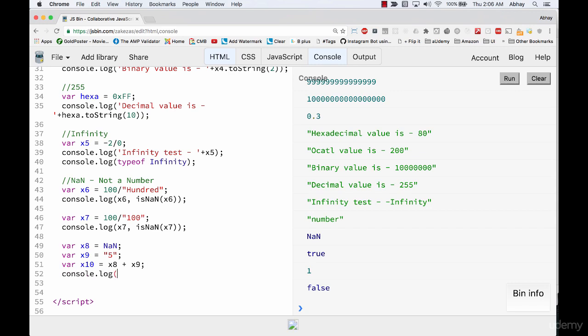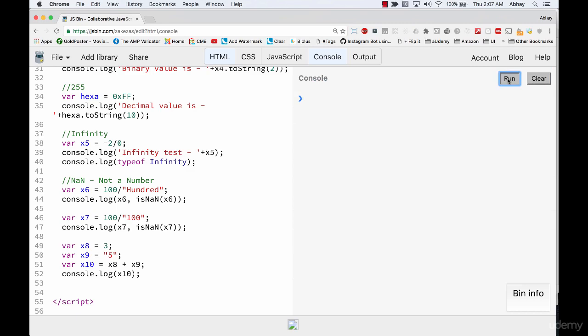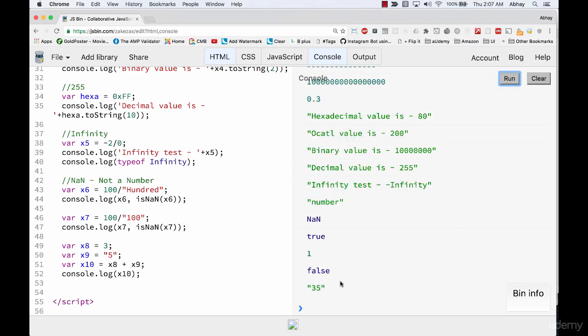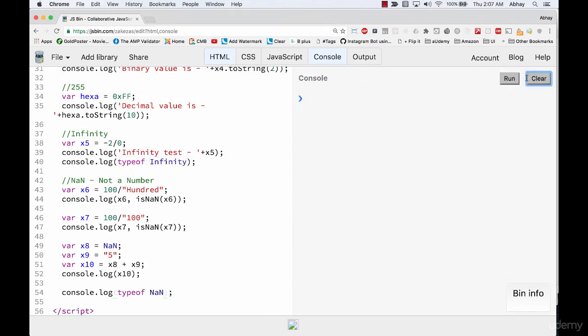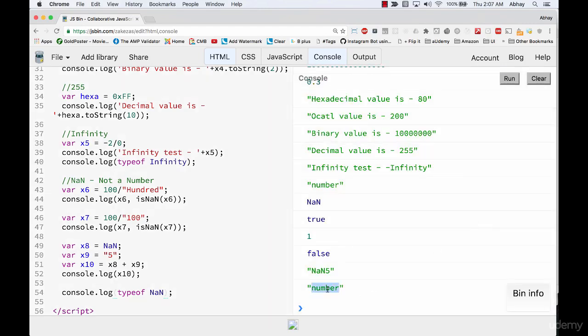What do you think? Because if it were, let's say 3, let's see the value of x10, and then we'll go ahead and do it with not a number. So the answer would be 35, because it takes 3 and it adds the string, which is 5, so it concatenates the string. Now if you give a not a number out here, clear the console, run it, it will give you NaN5, which means it will just be a string and it will have no significance as a number. And just like infinity, if you do a typeof NaN, it will still give you a number. The type is still a number.